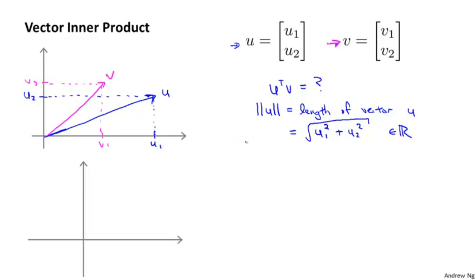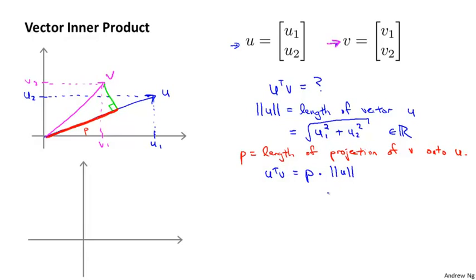We're going to take the vector v and project it down onto the vector u. So I'm going to take an orthogonal projection, or a 90-degree projection, and project it down onto u like so. And what I'm going to do is measure the length of this red line that I just drew here. I'm going to call the length of that red line p. So p is the length, or the magnitude, of the projection of the vector v onto the vector u. Right? So let me just write that down. And it's possible to show that the inner product u transpose v is going to be equal to p times the norm, or the length, of the vector u.